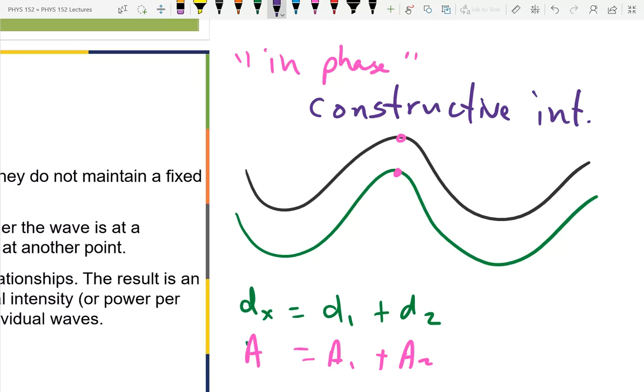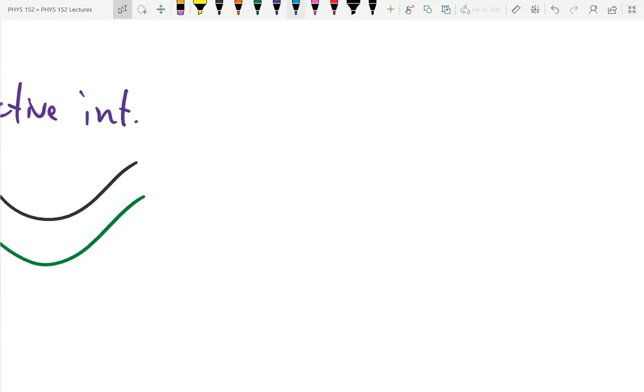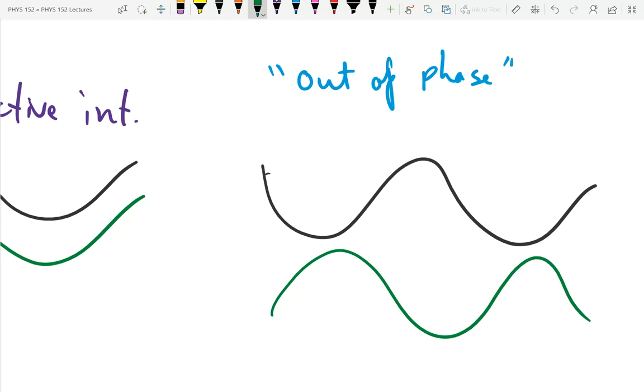What if they are, quote, out of phase? What would that mean? By contrasting to in phase, what would out of phase mean? That's right. The peaks and troughs correspond rather than peak with peak.